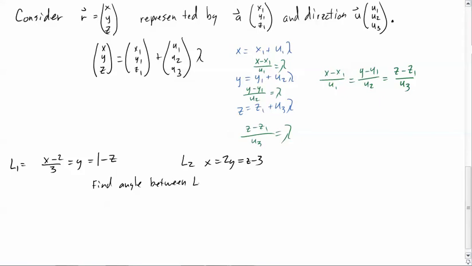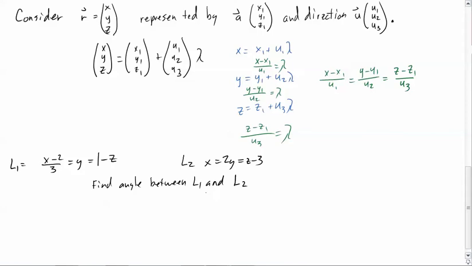Okay, now note that this does not necessarily mean that these two vectors cross. Okay, when we find an angle between two vectors, really what we're finding is the angle of the projection of those onto each other. All right, so we can go ahead and find that. We can find the angle between L1 and L2.